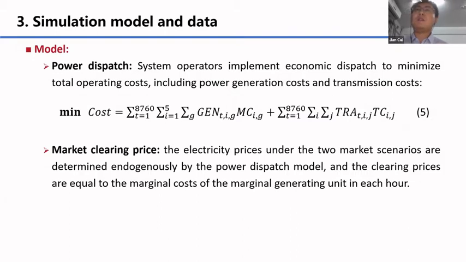So based on these constraints, the power dispatch problem for the system operator is to minimize the total operating cost, including the power generation cost and the transmission cost. In the provincial market scenario, we have five operators minimizing their own provincial operating cost. In the regional market scenario, we have a common operator minimizing the regional total operating cost. And the market clearing price is determined by the power dispatch model, and the clearing price will be equal to the marginal cost of the marginal generating unit in each hour.